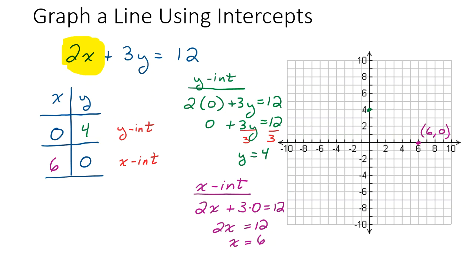My y-intercept is over 0, up 4. So these are special points on my line, right? I have infinitely many points on my line, but these are 2 special points, and now I can use these 2 special points to graph my line by just connecting these.